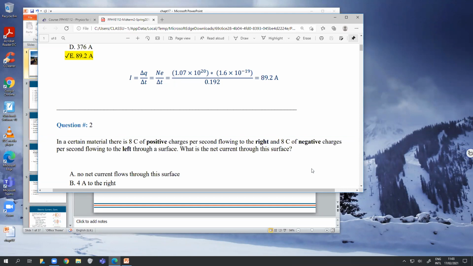In a certain material, there is 8 coulomb of positive charges per second flowing to the right and 8 coulomb of negative charges per second flowing to the left through the surface. What is the net current through this surface? Now, let's go back to the definition of current. The definition of current is the number of coulombs per second, right? How many coulombs flow per second? But the coulomb can be negative charge or positive charge. Isn't that right?